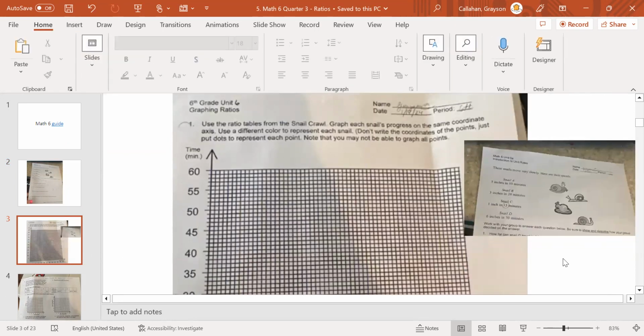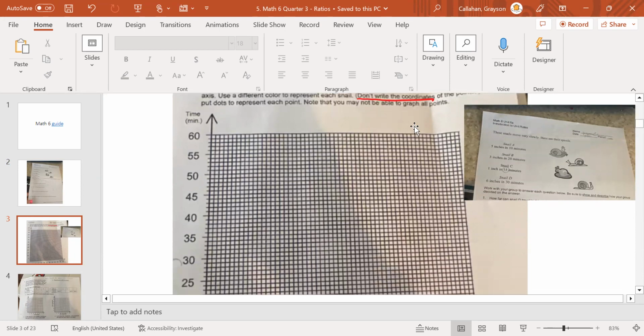So here we go. All right. So this question says, use a ratio table from the snail crawl. Graph each snail's progress on the same coordinate plane. Use a different color to represent each snail. So you have your color pencils, yes. Don't write the coordinates of the points. Just put dots to represent each point. So do not write the coordinates, so no x, y values. And then know that you may not be able to graph all points.